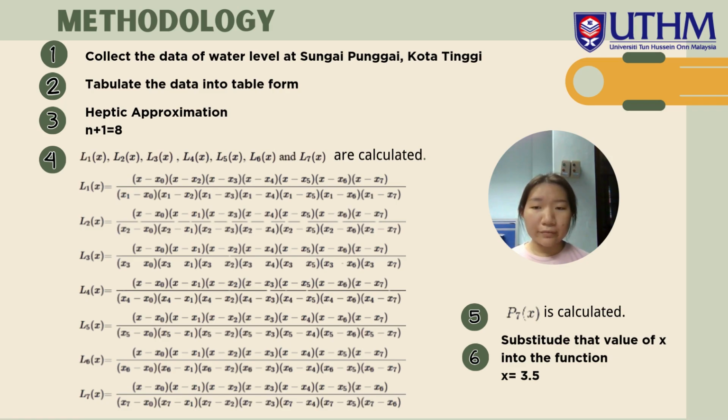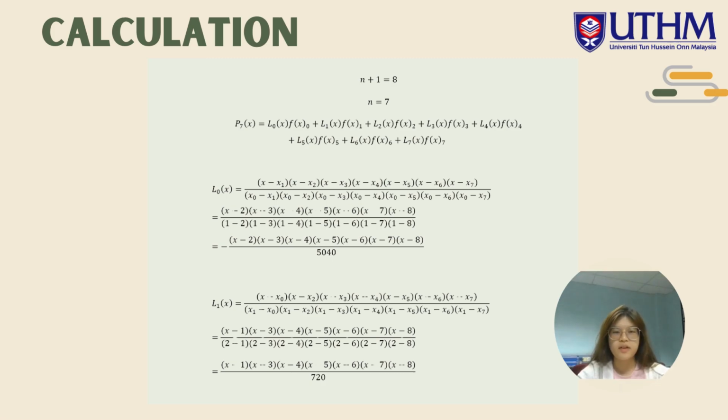For the calculation part, because we have collected 8 hours of water level data of Sungai Pungai River, where n plus 1 equals 8 and our n is 7. So, by using Lagrange interpolation to find the 3.5-hour water level data, the formula is shown as below. We add all of the Lagrange interpolation polynomials together.